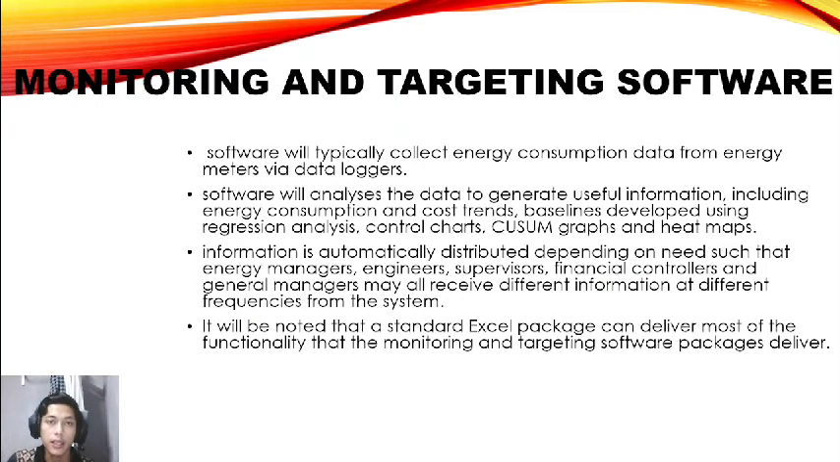So next is the monitoring and targeting software. The software will typically collect energy consumption data from energy meters via a data logger. The software will analyze the data to generate useful information, including energy consumption and cost trends. Baselines are developed using regression analysis, control charts, Q-sum graphs and heat maps. The information is automatically distributed depending on needs, such that the energy manager, engineer, supervisor, financial controller and general manager may all receive different information at different frequencies from the system.